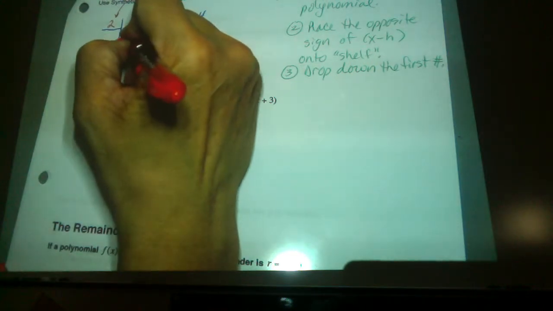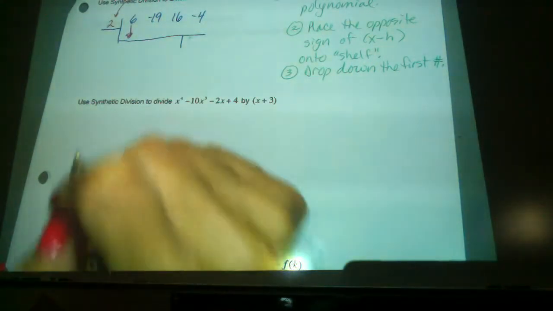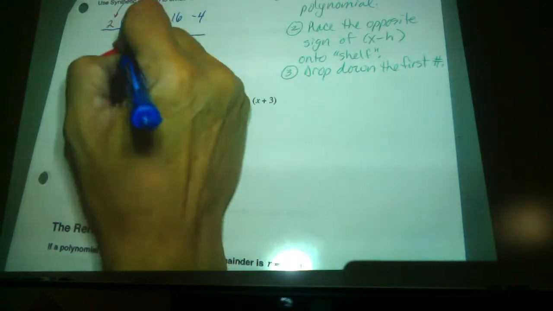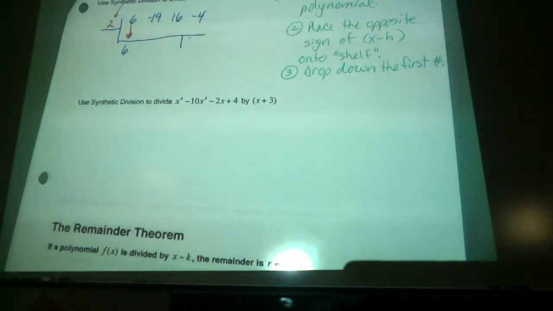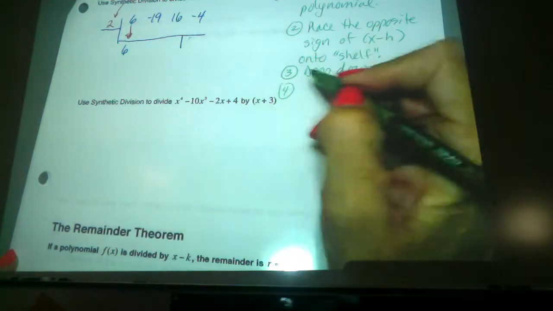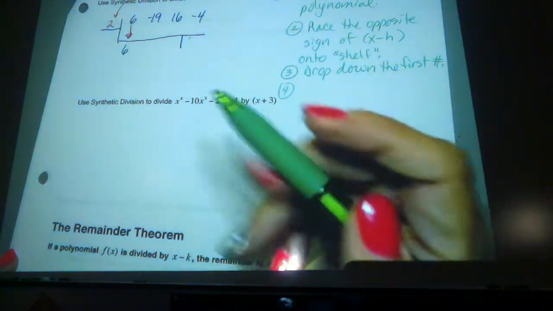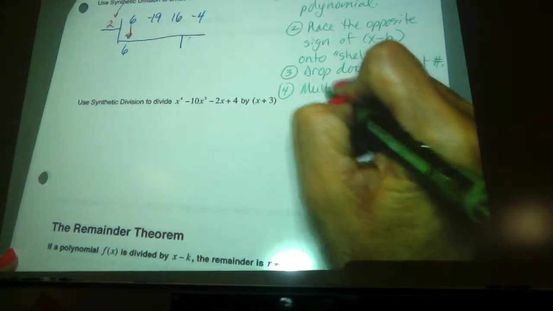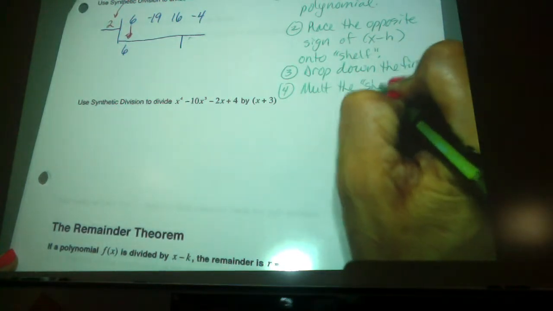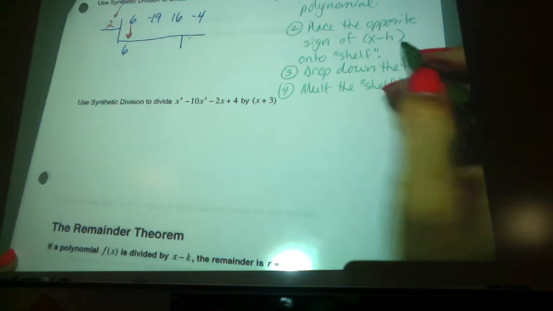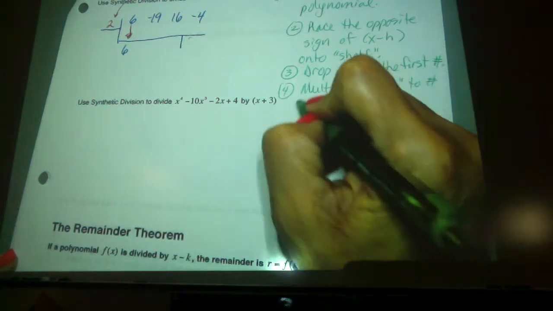So I always, you'll see me always putting an arrow there in that space, and you're going to drop down that first number below the line. It's important that you know to drop it below the line, Jordan, right? Then our fourth step is going to be to multiply what's on the shelf to what's below the line. So multiply the shelf to the number below the line.